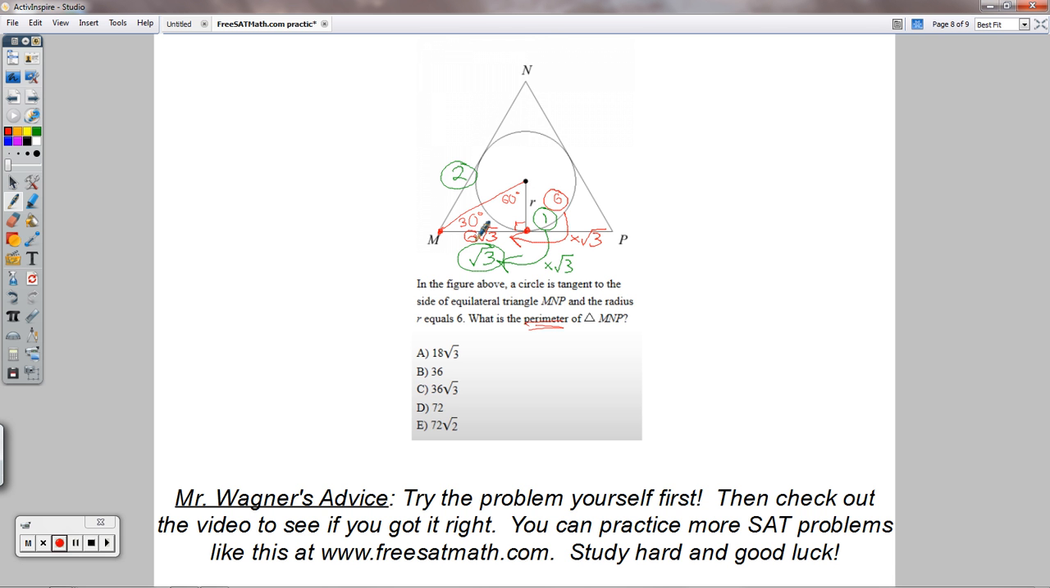I appreciate that. So we have 6 rad 3. That means the whole length of MP would be twice that. Remember, that's just from here to here. That's just halfway. So MP is going to be twice that, 12 rad 3. And therefore, the perimeter is going to be that times 3. So 12 rad 3 times 3. 12 times 3 is 36. So we have 36 times the square root of 3. That answer is choice C.